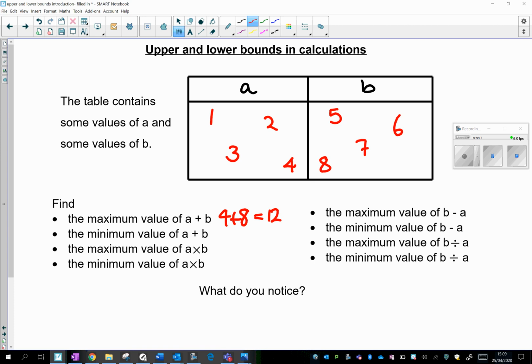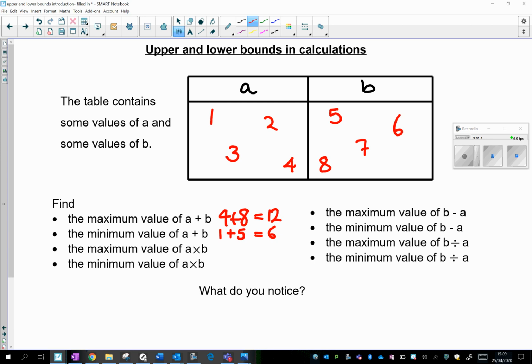To find the minimum value of A plus B, I want one of the A's and one of the B's. The only way to do that is the smallest of the A's, which is 1, plus the smallest of the B's, which is 5, so that gives me 6. So the upper and lower bounds for adding are 12 and 6.